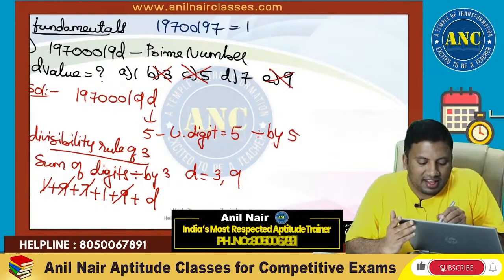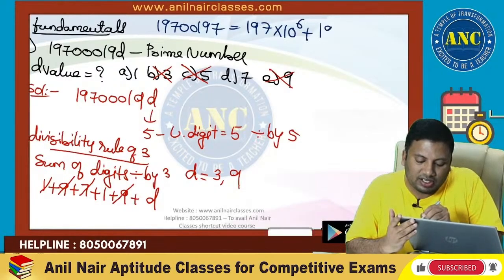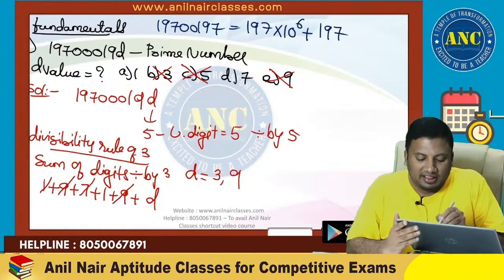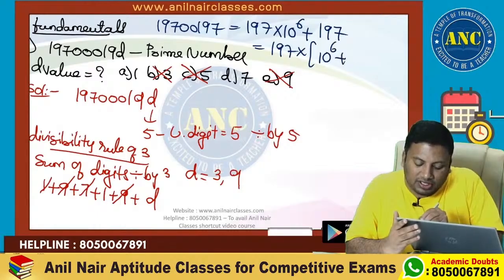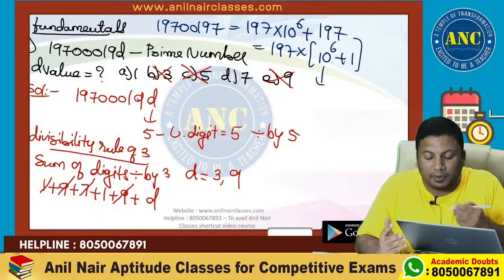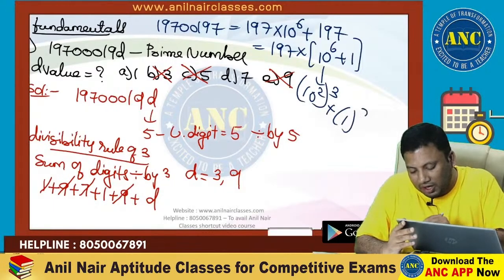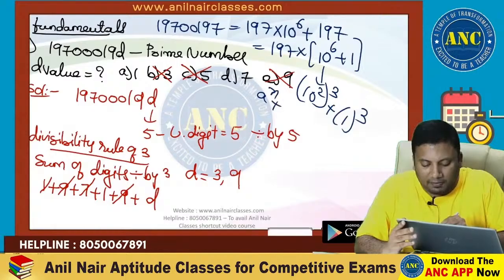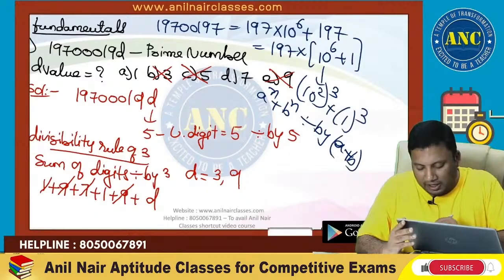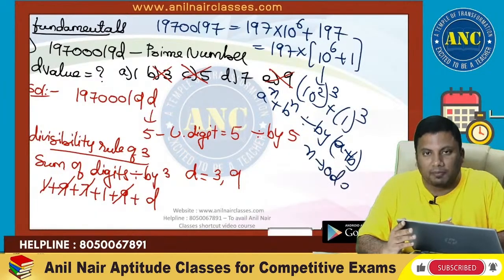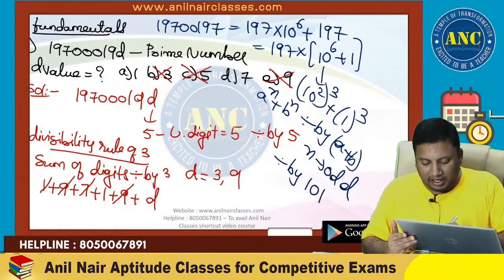197000197. The number is nothing but 197 into 10 power 6 plus 197, which is 197 into (10 power 6 plus 1). In the previous class we discussed, it is (10 square) whole cube plus 1 whole cube. A power n plus b power n is always divisible by a plus b if n is an odd number. If n is an odd number, that means the answer is divisible by 101.